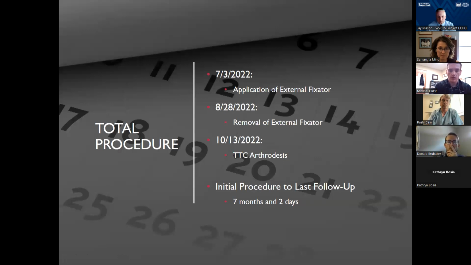Usually with these people, I always tell them it's a long time. It's about 7 months before they're even beginning to think about walking. But I just wanted to present this because this is someone that presented with a red hot swollen foot.